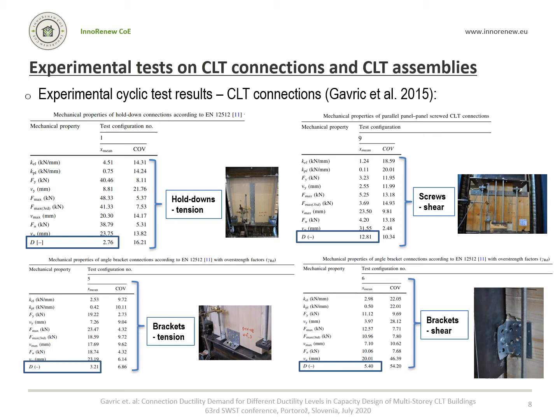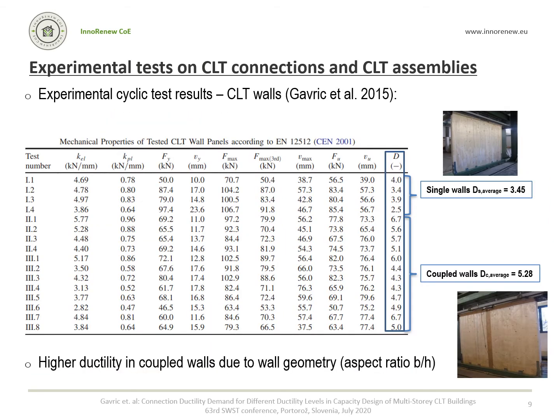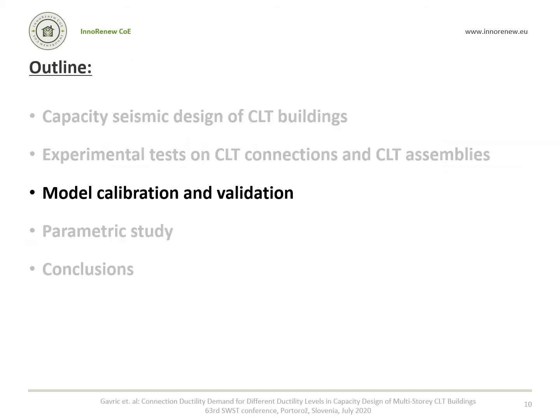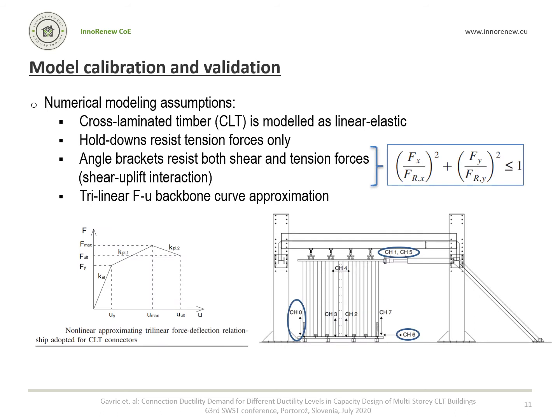So we have experimental ductility values on hold downs in tension, angle brackets in tension and shear, and screw connections in shear direction. Also, experimental ductility values on single or monolithic walls and coupled or segmented walls were compared. On average, more than 50% higher ductility values were reached in coupled walls compared to single walls. Then, we use these experimental values to calibrate and validate our numerical models.